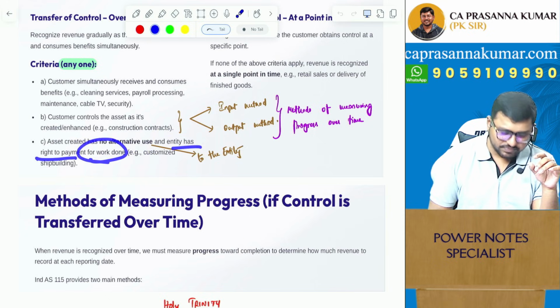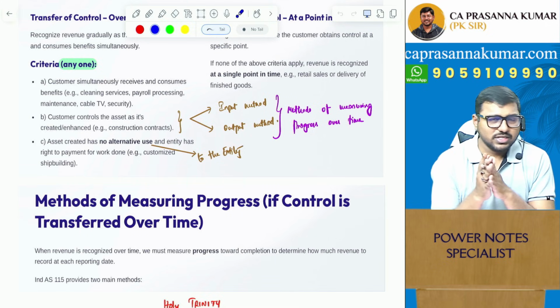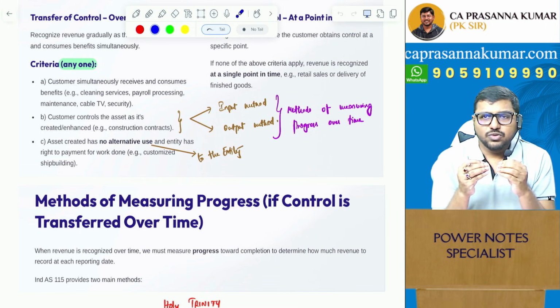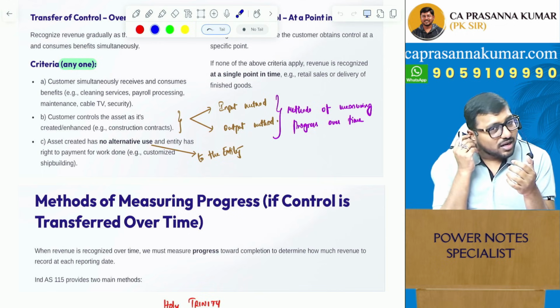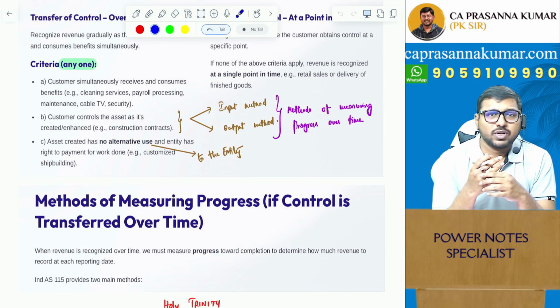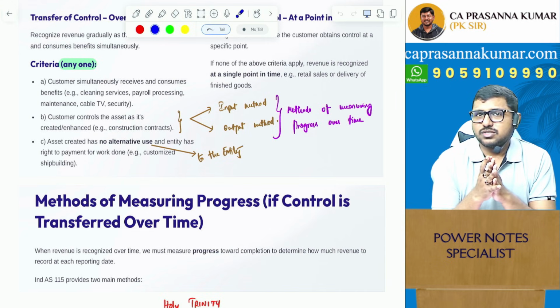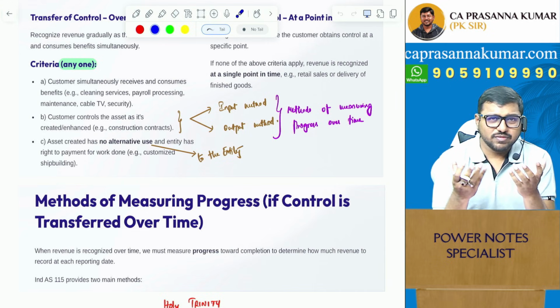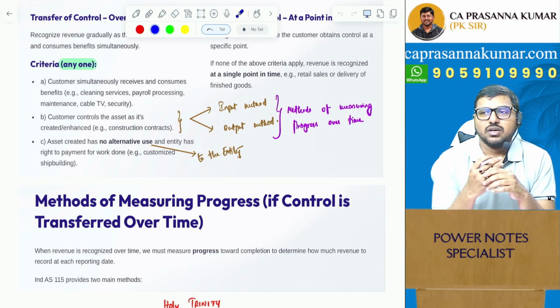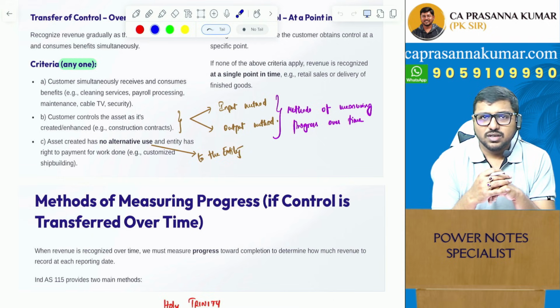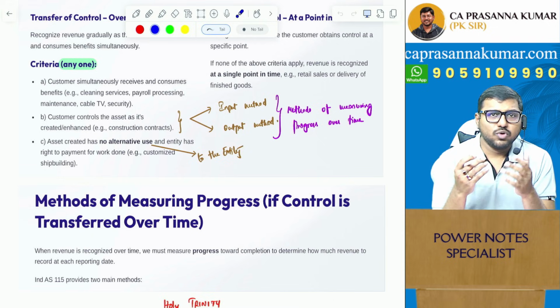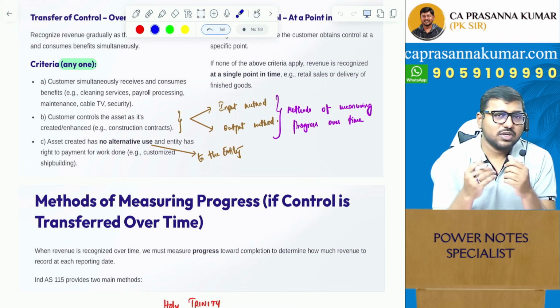Sir, what is this, sir? I'm not able to understand. Very simple, Hannah. Sometimes you try to do customized service or customized construction services for a particular customer. Now when you're building something customized, there is always a risk that if the customer tries to cancel the contract midway, then whatever work you have done goes waste, right? And you have to recover the cost that you have incurred.